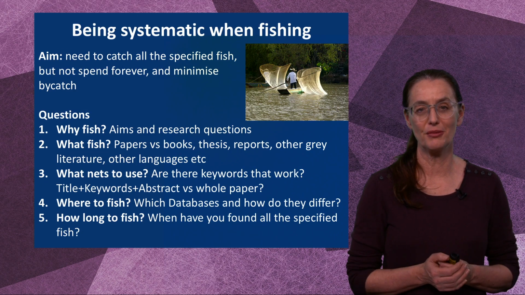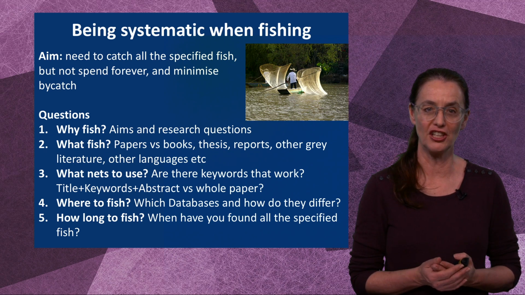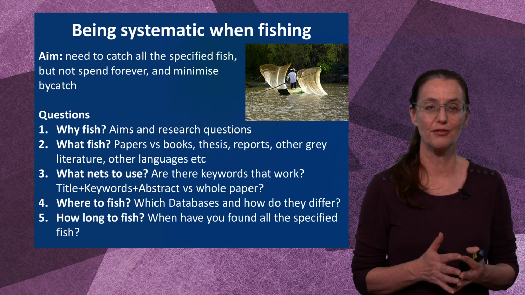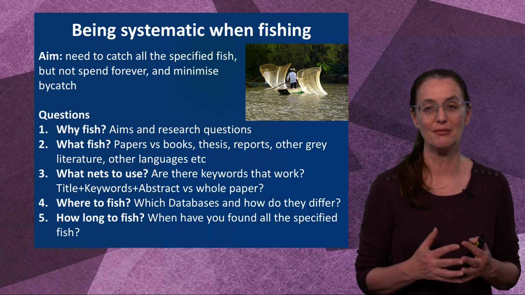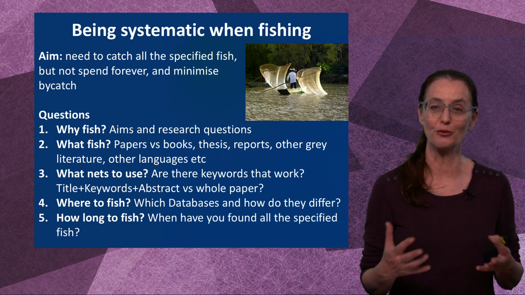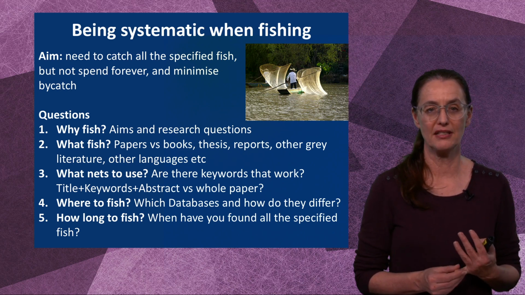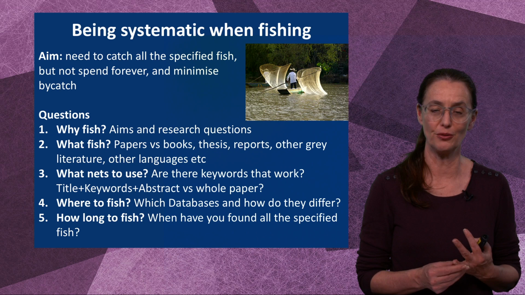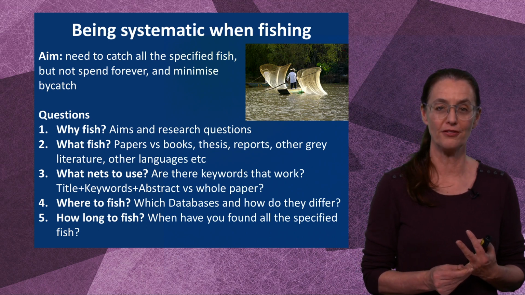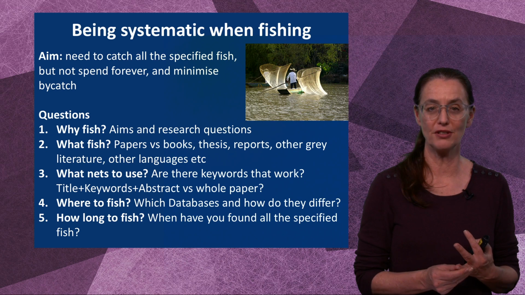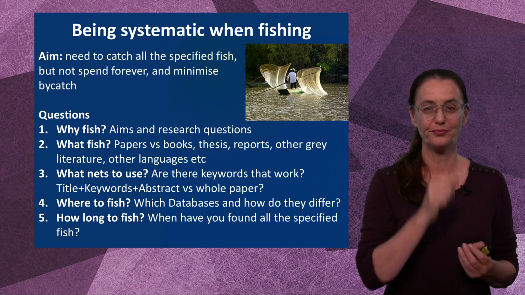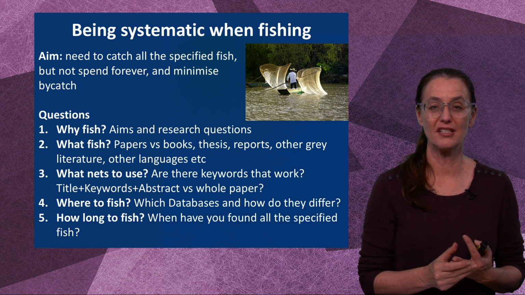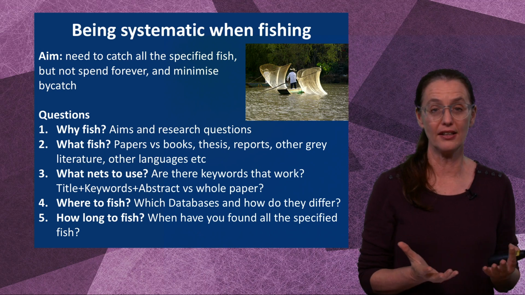And for this, I found one of the most effective ways is to use an analogy of being fishing. And that is, your aim in a systematic review is to catch all the specified fish, but not spend forever and minimise the amount of bycatch, the other fish you catch that you don't want. And that relates to some basic questions about the review. Why fish? What are the aims and research questions you want to find out about that literature? What fish? Are you going to be looking at papers, original research papers, or are you also going to be looking at other materials? Are you going to use books, theses, reports, other grey literature, other languages?